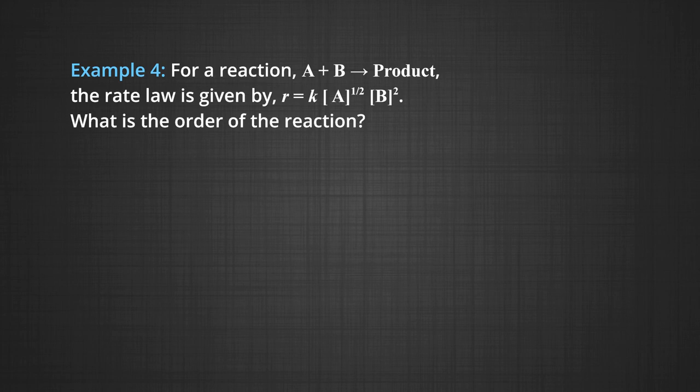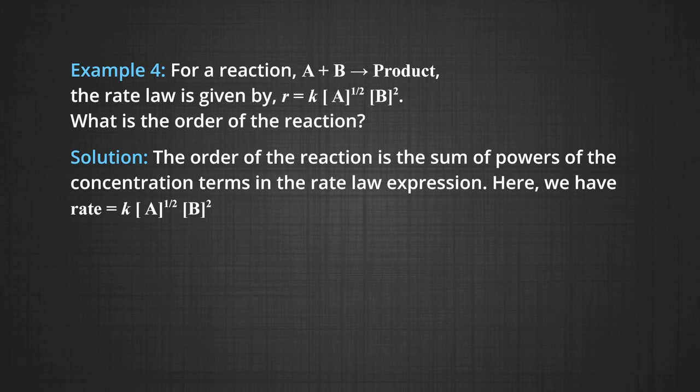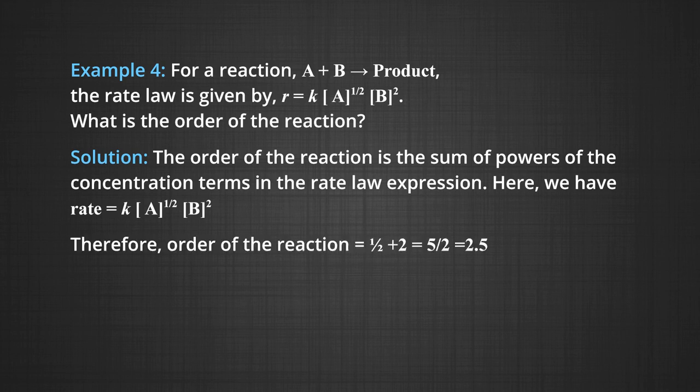For a reaction A plus B giving products, the rate law is given by rate equals K concentration of A raised to power half, concentration of B raised to power 2. Then what is the order of the reaction? Let us find out. The order of the reaction is the sum of the powers of the concentration terms in the rate law expression. Here we have rate equals K, A raised to power half, B raised to power 2. Therefore, just adding them, half plus 2 gives 5 by 2, thus the answer is 2.5.